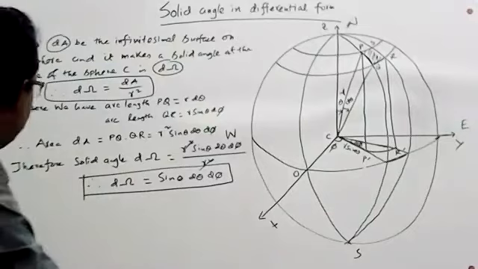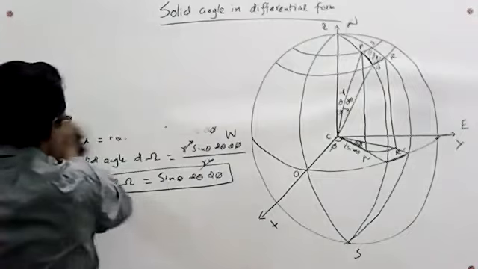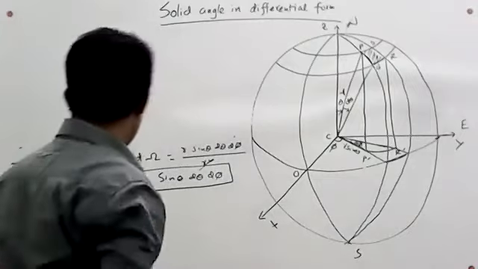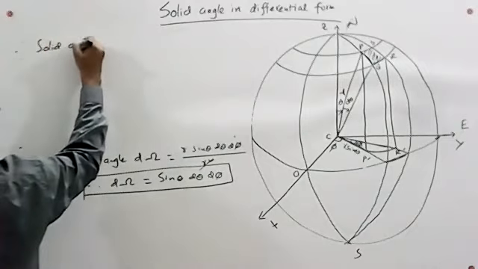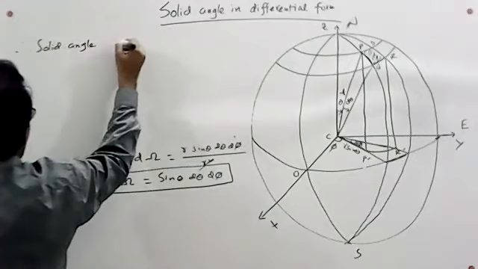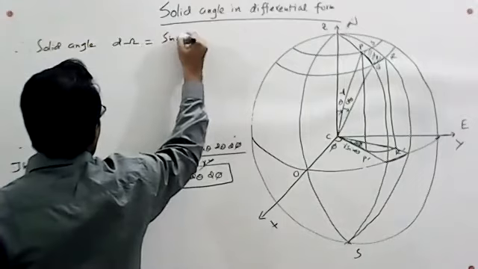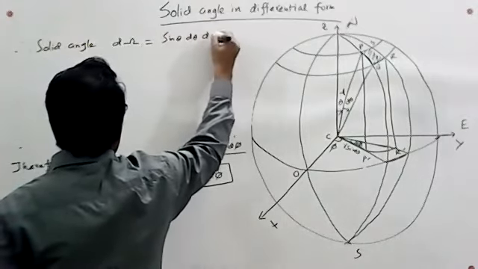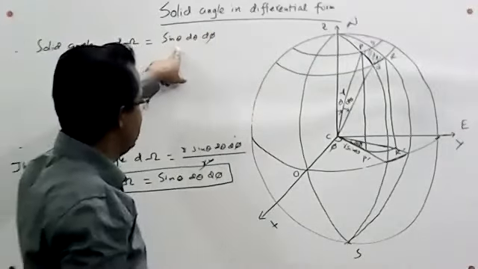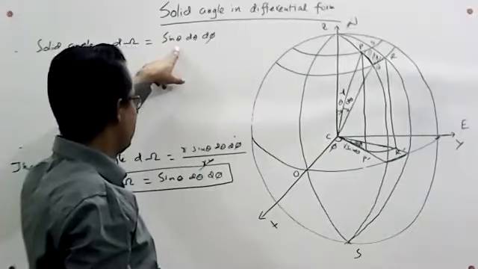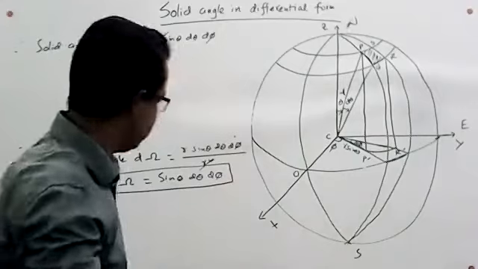So we have a new formula for finding solid angle: in differential form, d omega equal to sin theta d theta d phi. I again repeat that theta is the polar angle or polar distance, and phi is the azimuthal angle for geographical position.